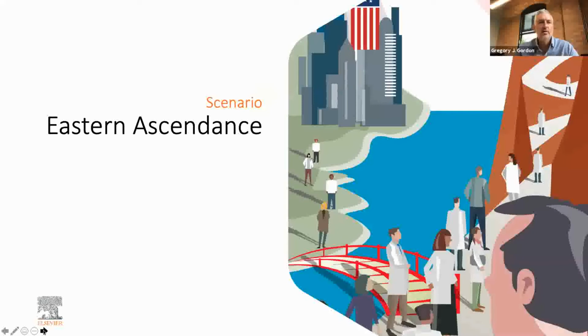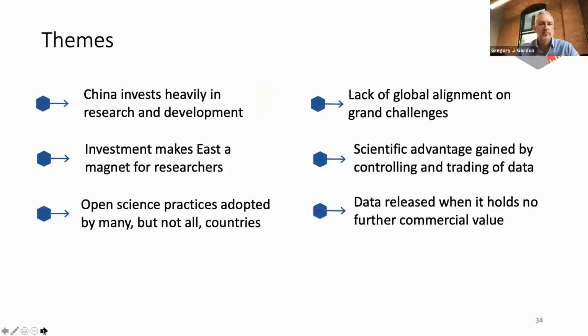The third scenario is the Eastern Ascendance, as it's been termed. And this would obviously be with China driving attention to the region. In this scenario, as we see China's desire to transform into a knowledge-based economy, we would see a significant level of funding in R&D, proportionally much higher than the West, and its growth starts to take on a different type of trajectory. It actually becomes a magnet for researchers as the investment in the East increases.